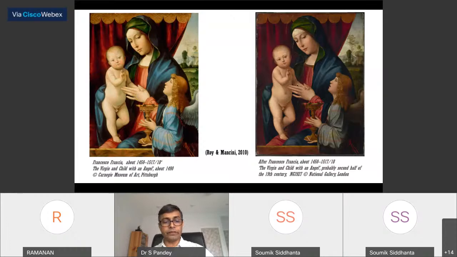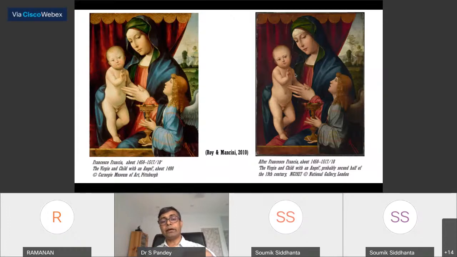Now, this painting belongs to the Carnegie Museum in Pittsburgh, but this painting is in the National Gallery, London. This was acquired in 1924. In 1954, in fact, there was a scientific study done based on the knowledge that was available at that time. And the scientist had flagged that this painting might be a fake.